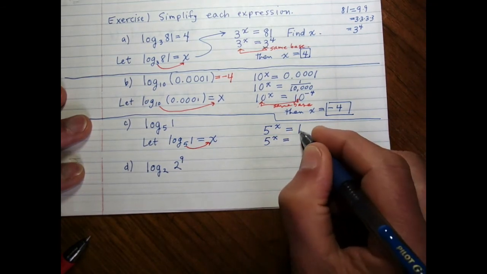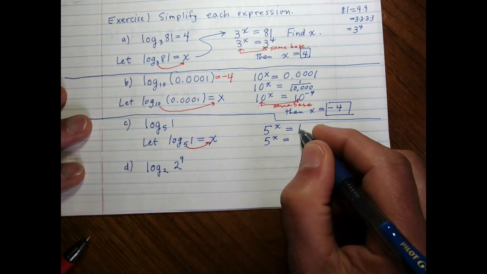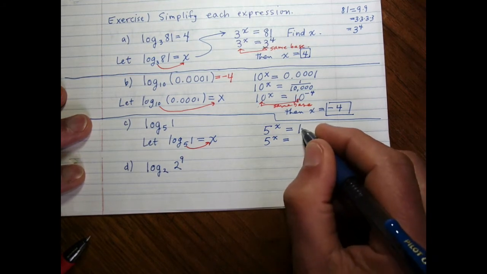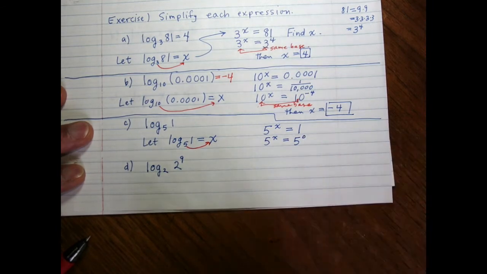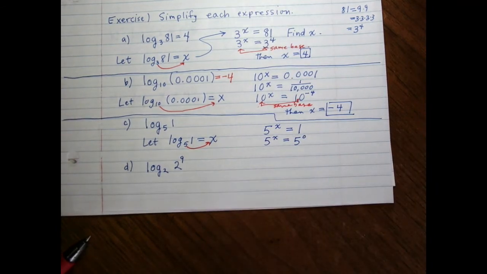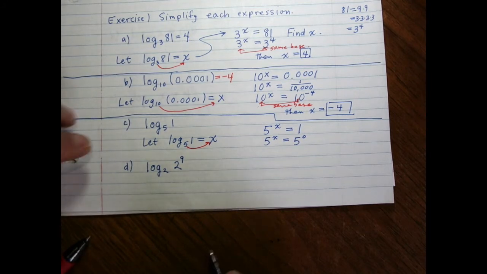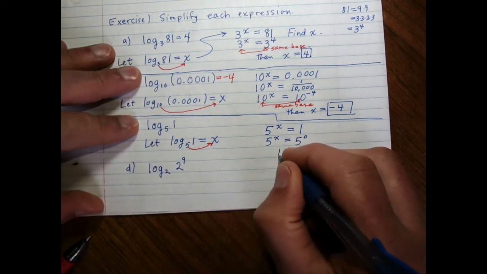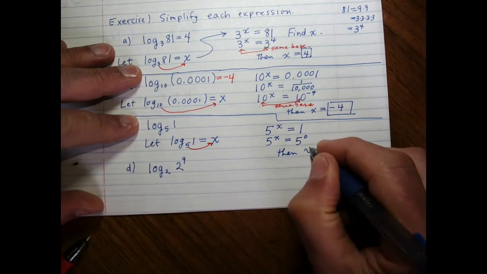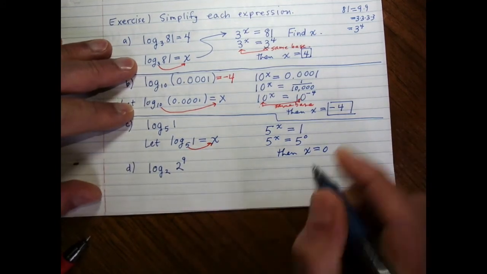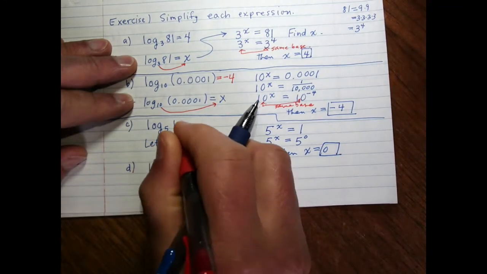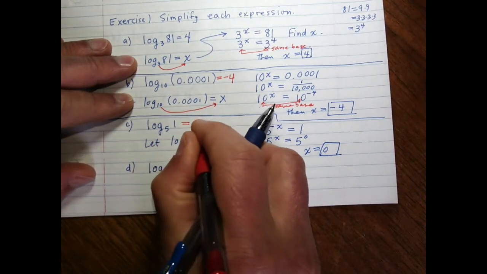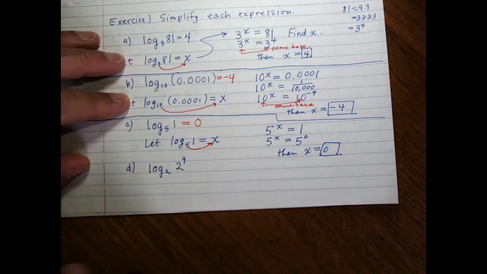Well, I know any number to the 0 power is 1, so I can write that 1 as 5 to the 0. I want to get base 5 if I can. I have the same base, so then x is equal to 0. And that's what log base 5 of 1 is equal to. Log base 5 of 1 is equal to 0.